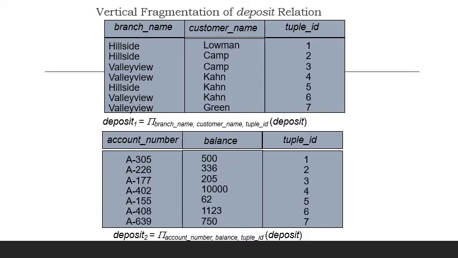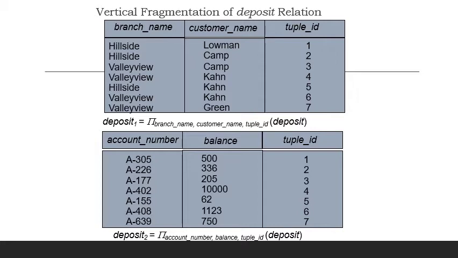Next, let's see vertical fragmentation. Vertical fragmentation is the same as decomposition that we discussed earlier in DBMS. Vertical fragmentation of a relation R involves the definition of several subsets of the attributes R1, R2, etc. to Rn of the schema R, so that R is a union of R1, R2, R3, etc. to Rn. Each fragment Ri of R is defined by Ri is the projection of the relation R.